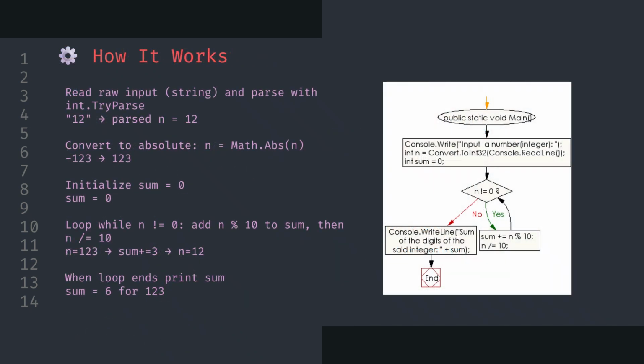The algorithm is simple and linear in the number of digits. Using int.TryParse prevents invalid input from crashing the program. Math.Abs handles negatives. Inside the loop, we repeatedly peel off the last digit and add it to the sum. This pattern is common in digit manipulation tasks and forms the basis of many numeric algorithms.